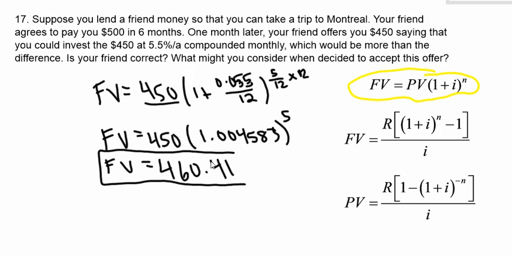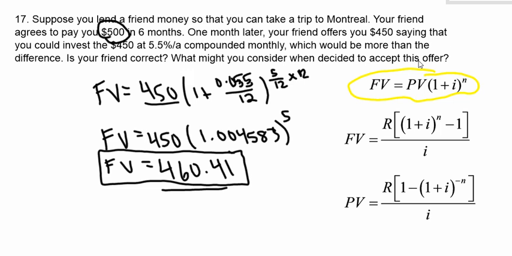So, is your friend correct? No, my friend is not correct. In 5 months, I will have only earned $10.41 extra on the $450. So the $500 he's supposed to give me is actually going to end up being only $460.41. So, is my friend correct? No, that's the math. What might you consider when deciding to accept this offer?